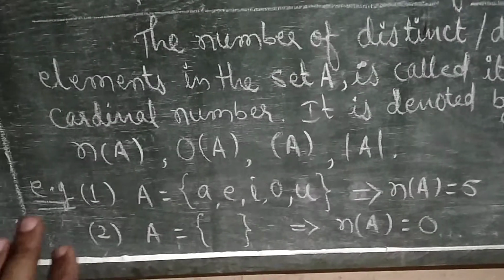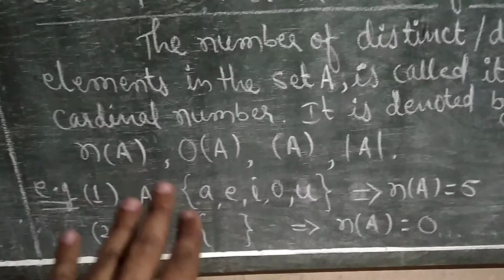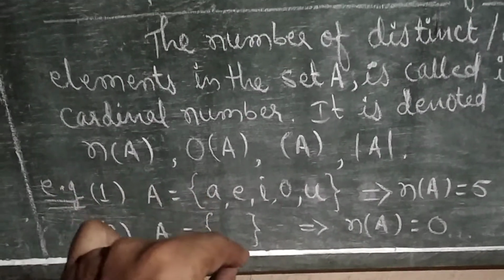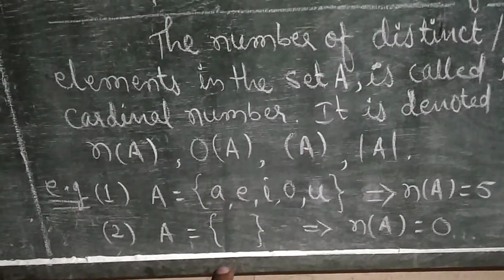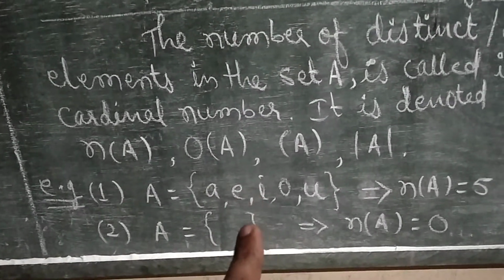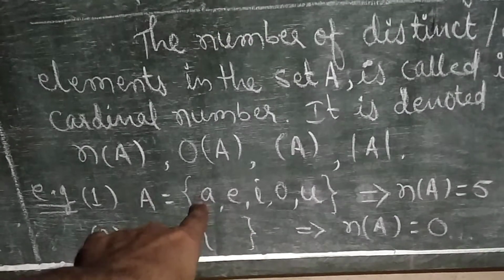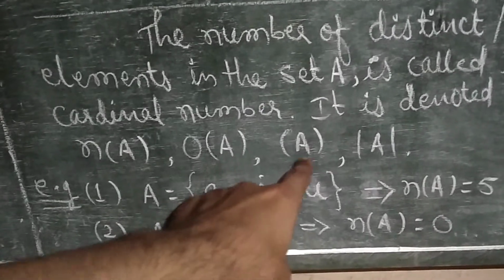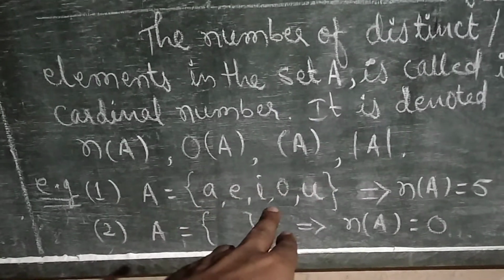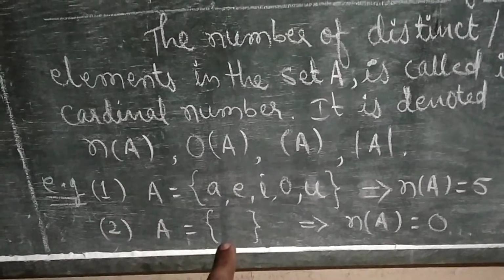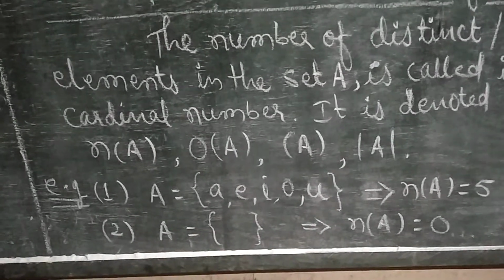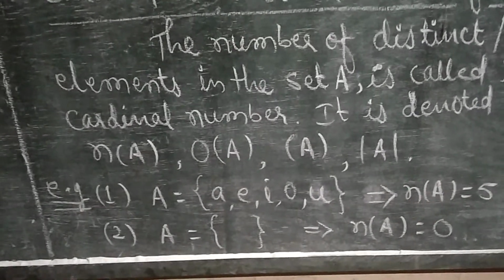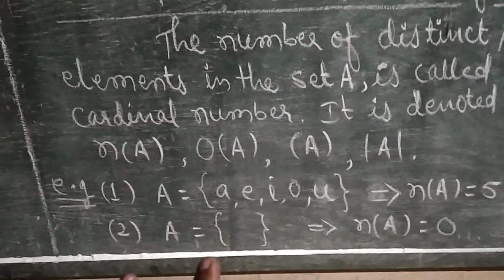Remember one thing, when we are writing the roster form of the set and we are writing one element 2 times, 3 times or 5 times or many times, then we will count it only once. Suppose here I am writing A, E, A, I, A, O, A, U. We will not count A 3 times, we will count it only once. Okay, so there is no meaning of repetition of an element in the set.